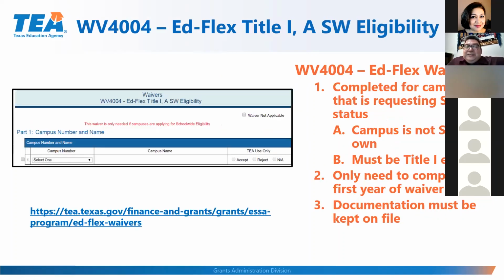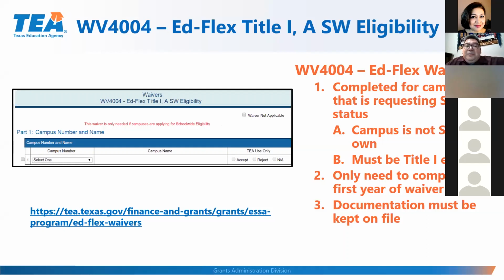And then we have this one schedule, which is not a program schedule, but it's one that sometimes we overlook. It's the EdFlex Title 1A school-wide eligibility form. This form only has to be filled out if you have a campus that cannot be school-wide on their own. And we'll talk about school-wide eligibility when we get to the SC 5000. But according to the rules, they need a low income percentage of at least 40% or higher to be school-wide on their own.